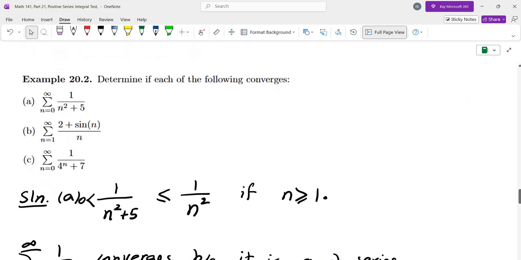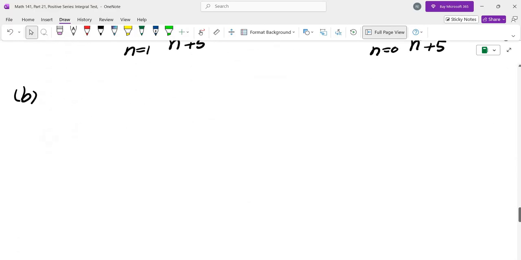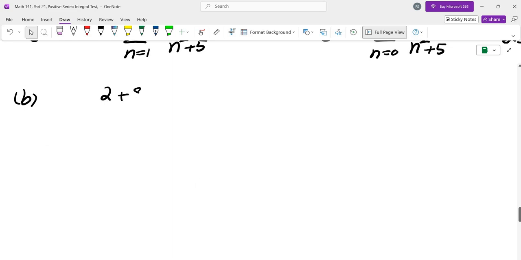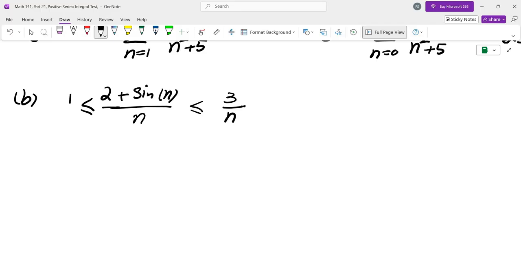Next one is 2 plus sine n over n. So this is definitely something we cannot integrate. So let's try the comparison test. So if you look at 2 plus sine of n over n, well, this is less than 3 over n because sine is at most 1, so 2 plus 1 is 3, and greater than or equal to 1 over n. And of course, everything here is positive. Why? Because sine of n is greater than or equal to negative 1.